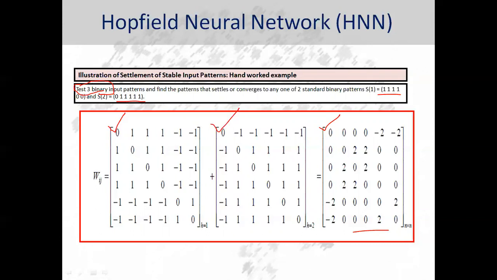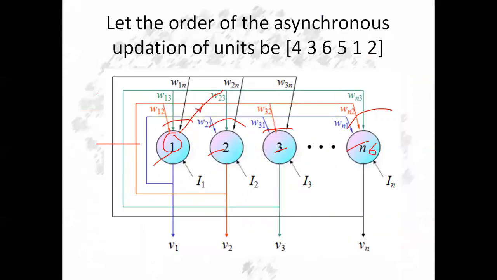So before extracting or before testing, we need to assign an asynchronous order of updation to the units. It may be anything, just pick random numbers and put them in order. Let it be 4, 3, 6, 5, 1 and 2 for our problem in hand. We will be activating our neurons in this order.